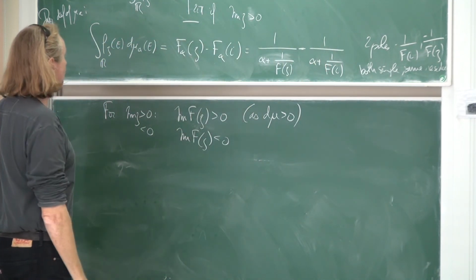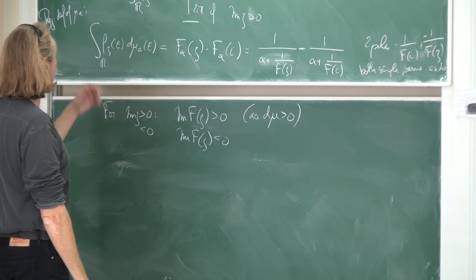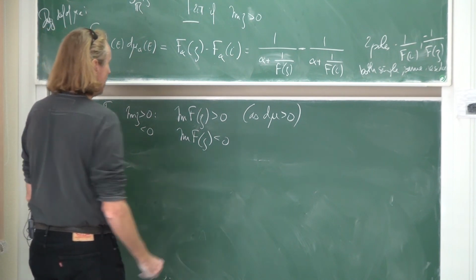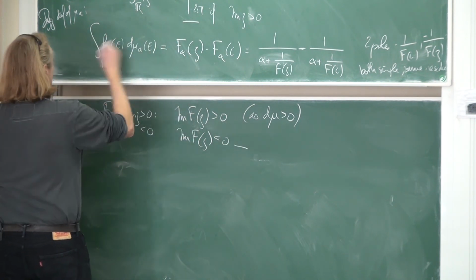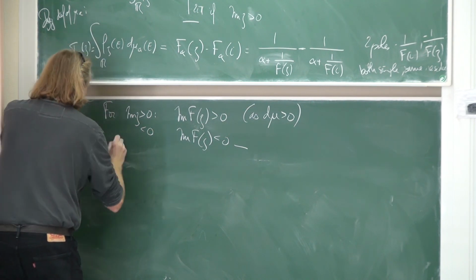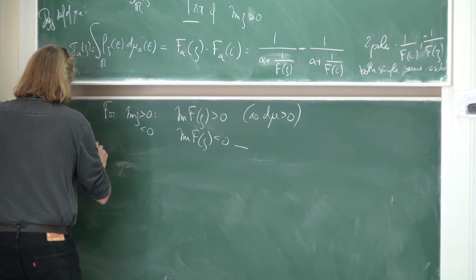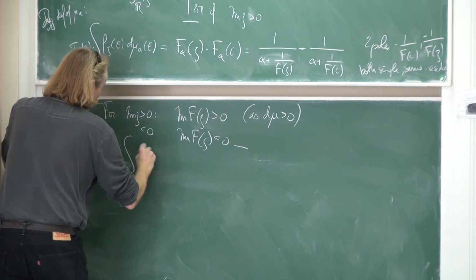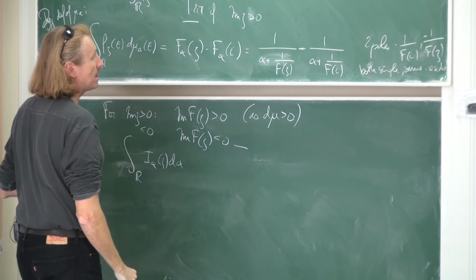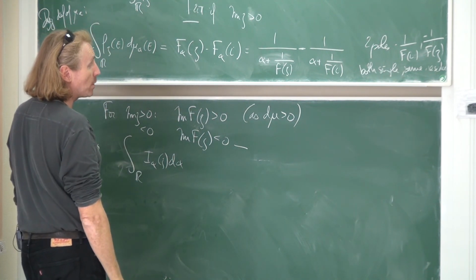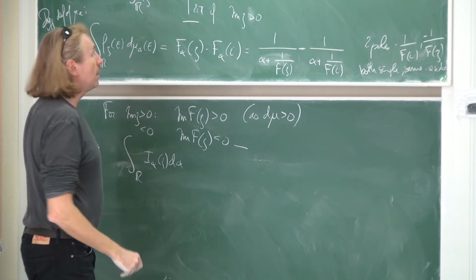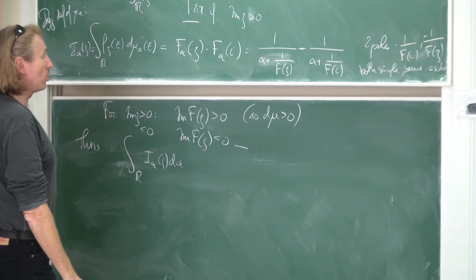Same residue. Right? So if now I do the integral over alpha, so let me call this I alpha of z. Thus the integral over R of I alpha of z d alpha. What is this? Well, it depends where the poles are.